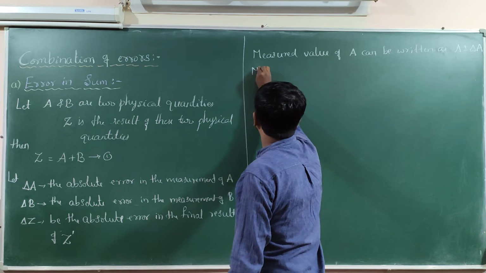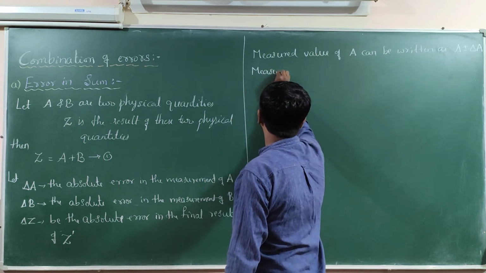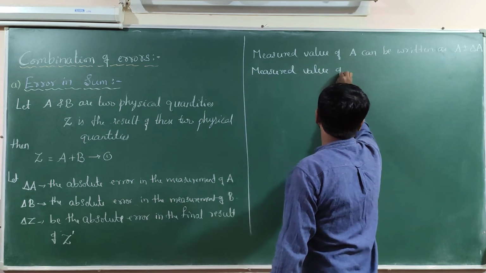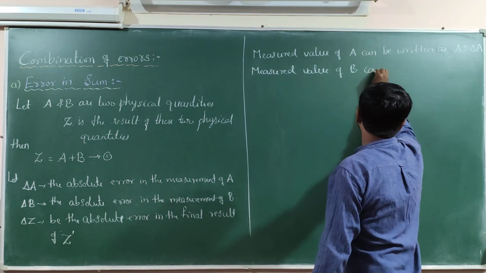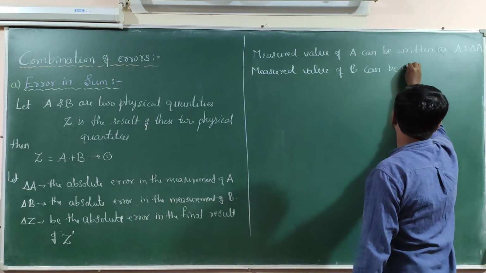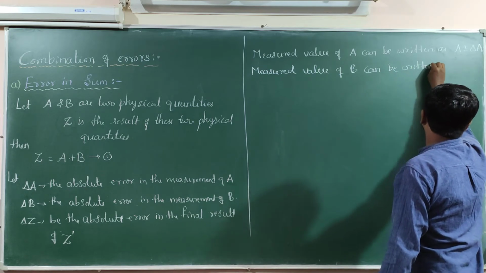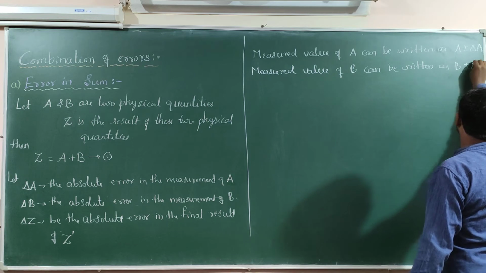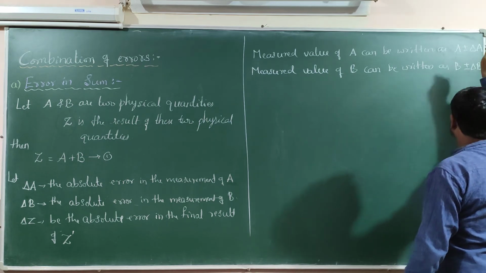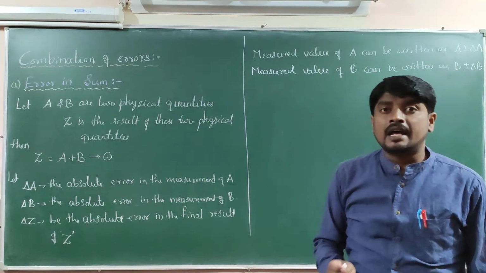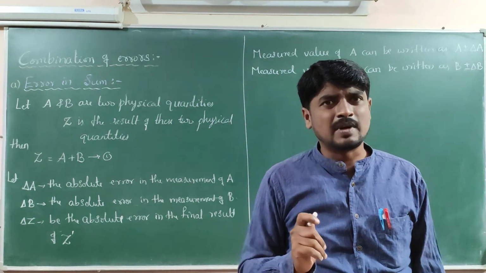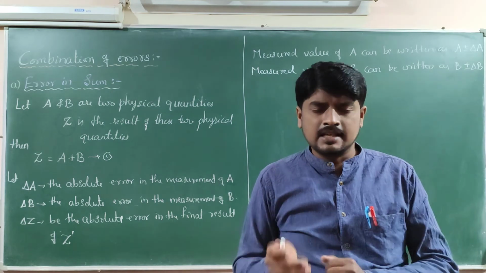Similarly, the measured value of B can be written as B plus or minus delta B. As I say, the error may be an increased value, or it may be a decreased value. It is not exactly the same.